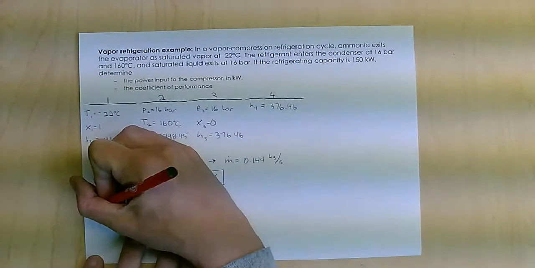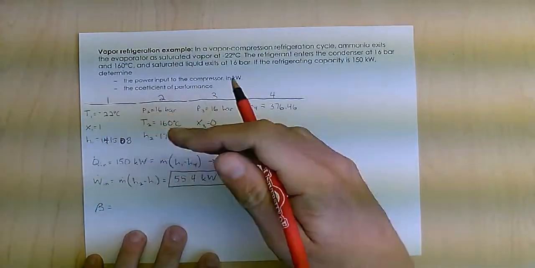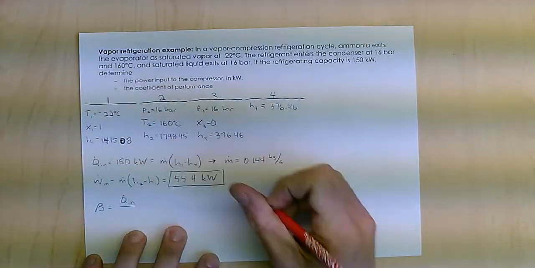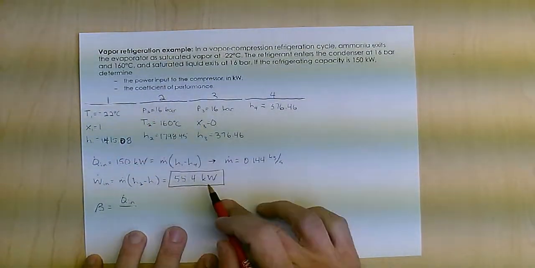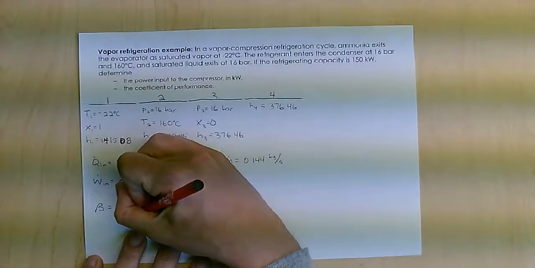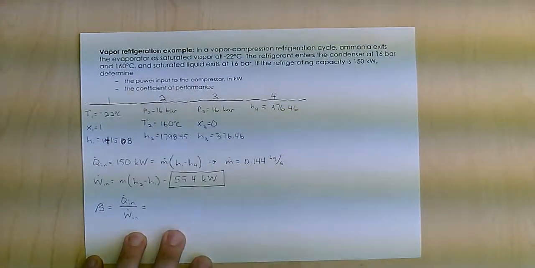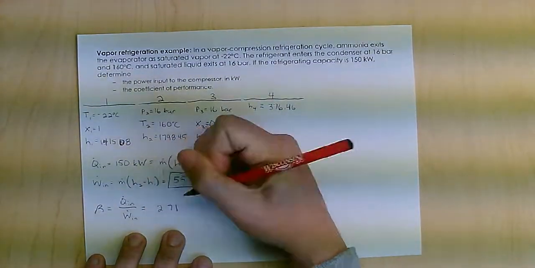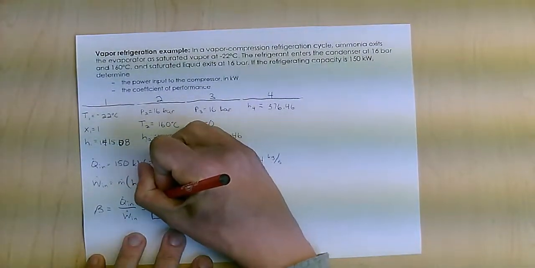Now the coefficient of performance, beta, of course, is output over input. My output is the refrigeration capacity, Q in, which is 150. My input is the work to the compressor, W in. Therefore, I get 2.71 to be the coefficient of performance.